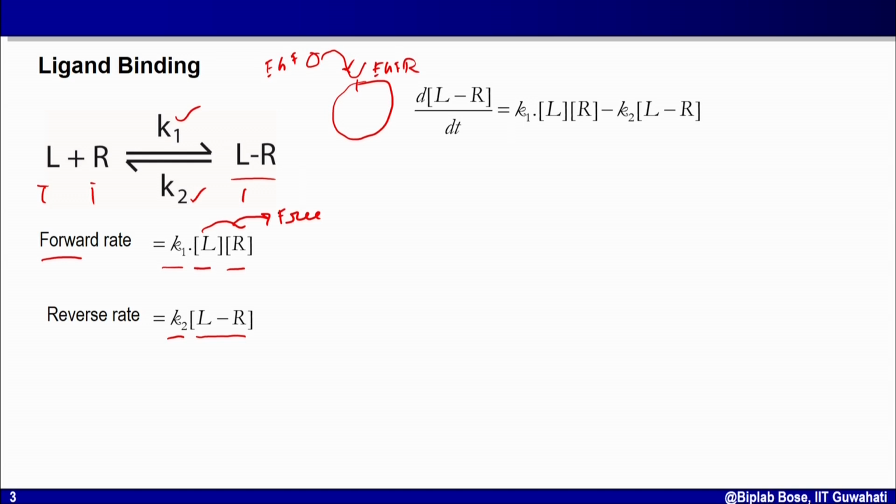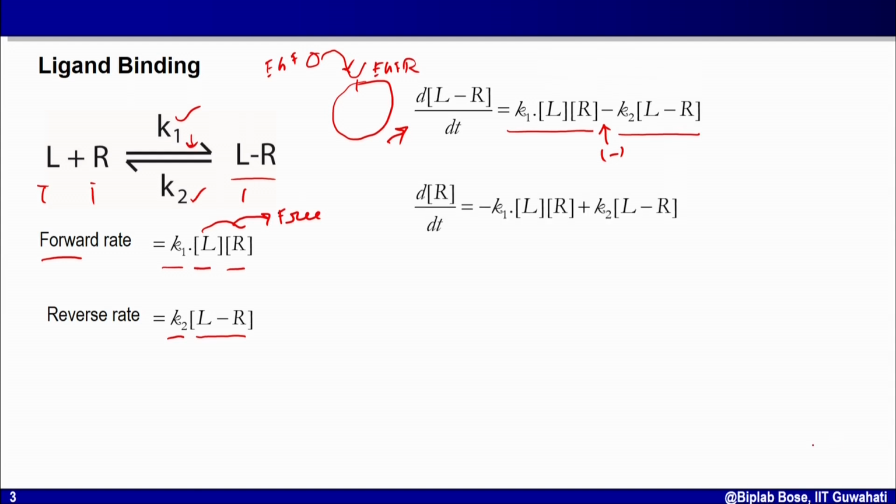Now, using these forward and reverse rates, I can write down the ODE representing the change in concentration of the complex LR. That is d[LR]/dt is equal to the first term, which comes from the forward reaction, K1 into [L] into [R]. This is how it is formed, and minus the backward reaction, because by this reverse reaction the concentration of the complex is decreasing. That's why I have a minus sign here. That, as I know, is K2 into [LR].